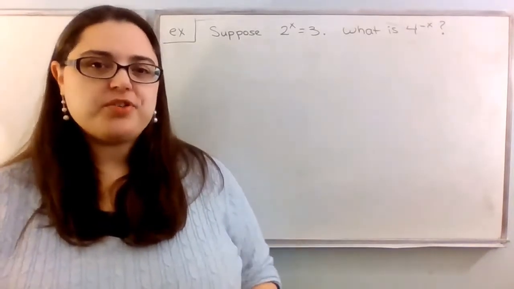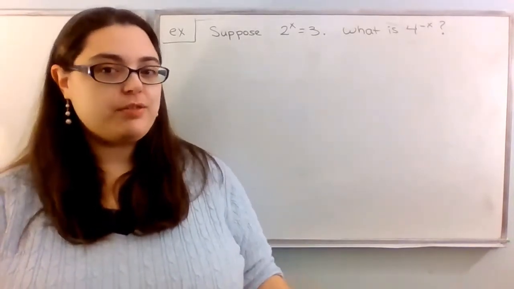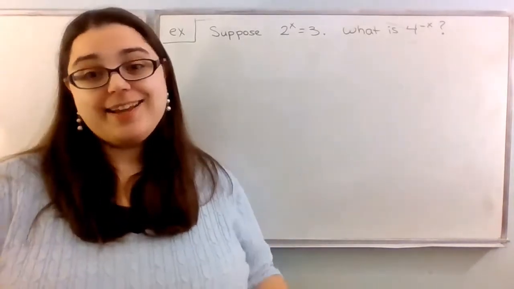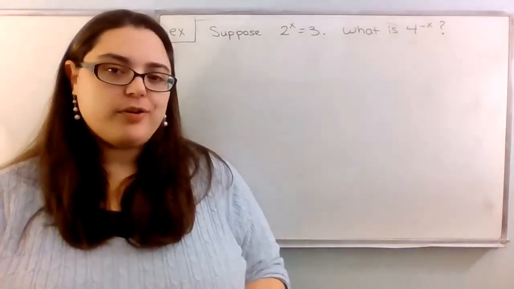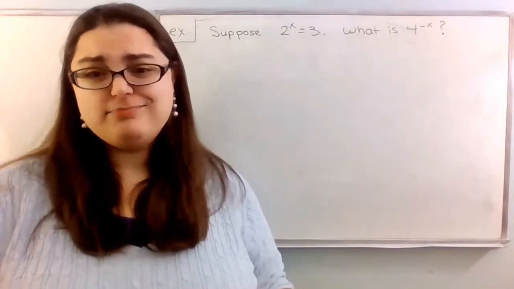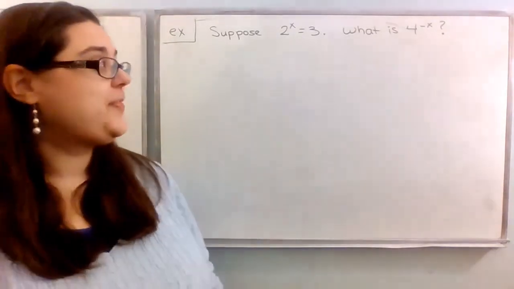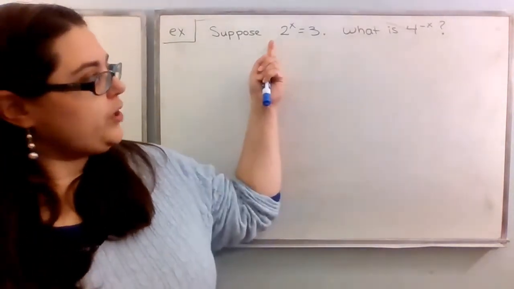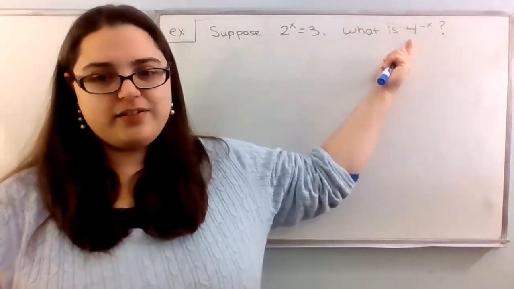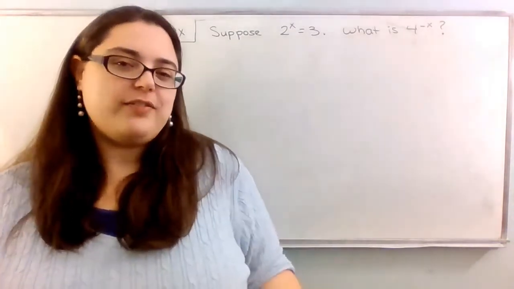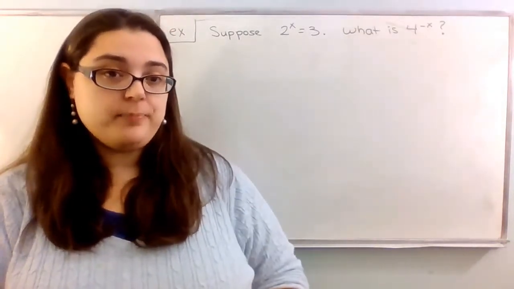In this problem, we're told that 2 to the x is equal to 3. So in this case, I can't solve for x with the tools that we have at the moment because 3 is not a power of 2, or at least not a nice one that we can know. So we know that 2 to the x is 3. We want to be able to figure out 4 to the negative x.